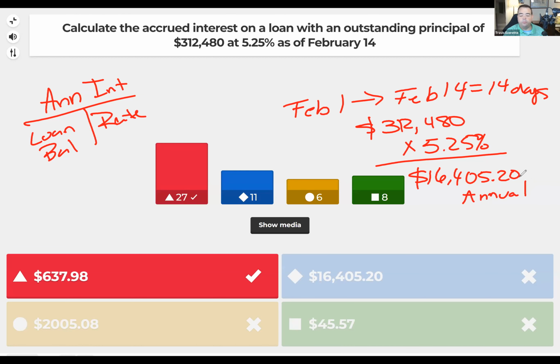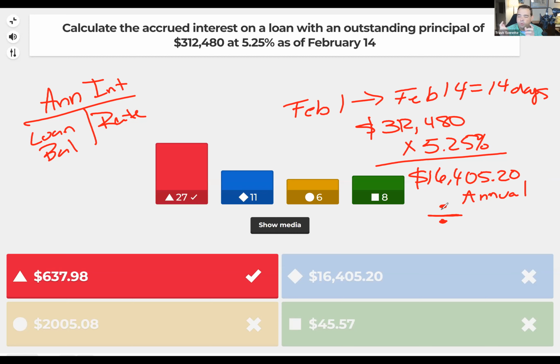So what do we need to do? Break that down immediately to what? Daily. To daily. Now, here's where some people struggle. Some people say, I need to divide that by 14 just because they see the number 14 on the screen. No, folks. We never divide by random numbers in this class. When we're breaking down an annual number, there's only two ways to divide it.